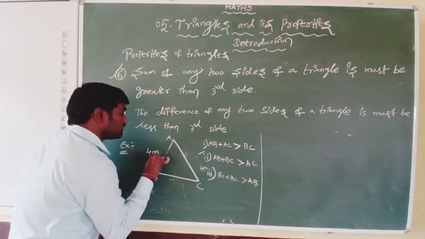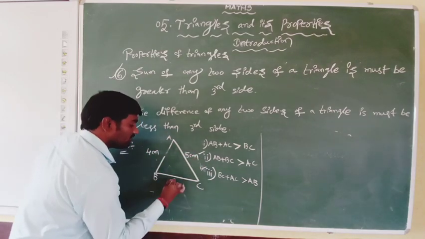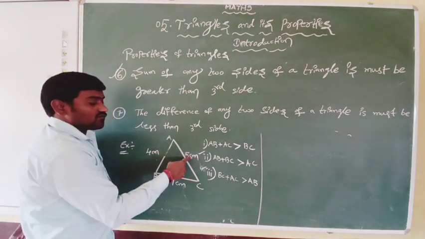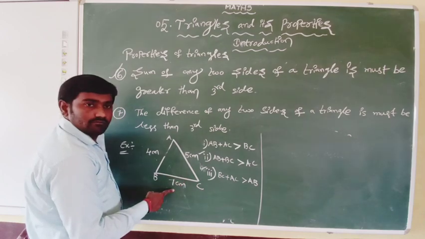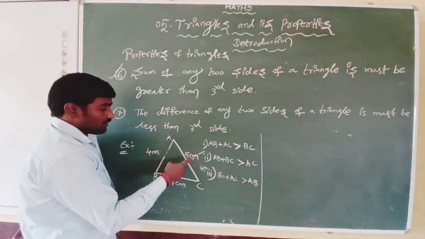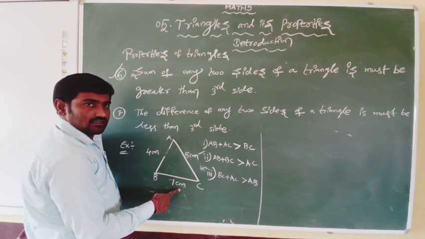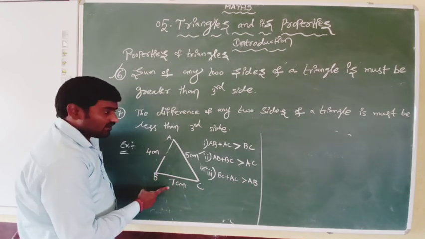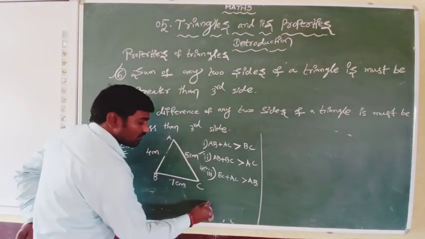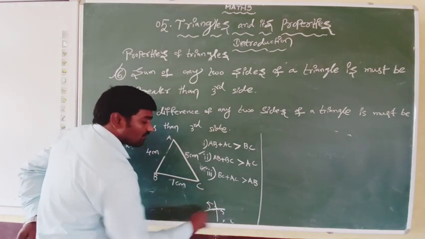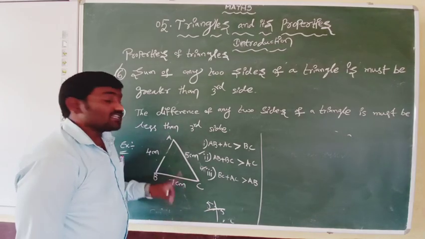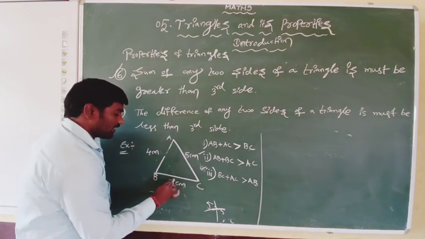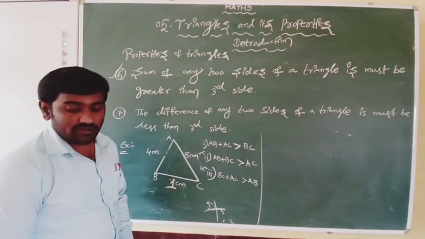Suppose 4 centimeter, 5 centimeter and 1 centimeter. In this case, 4 plus 5, 9. 9 is greater than 1. Satisfied. Okay. Then 5 plus 1 is 6. 6 is greater than 4. Satisfied. 4 plus 1 is 5. Is 5 greater than 5? No. 5 is equal to 5. So it is not satisfied. Hence, these measurements also cannot form a triangle.